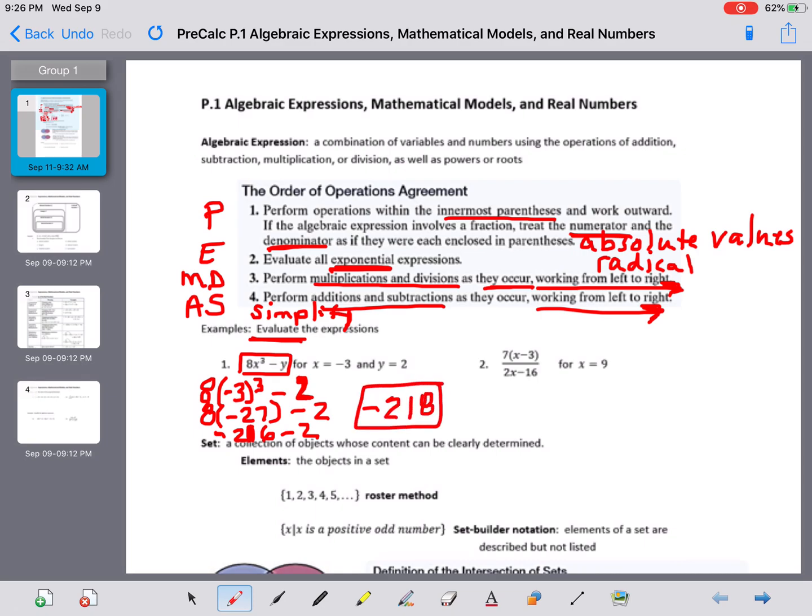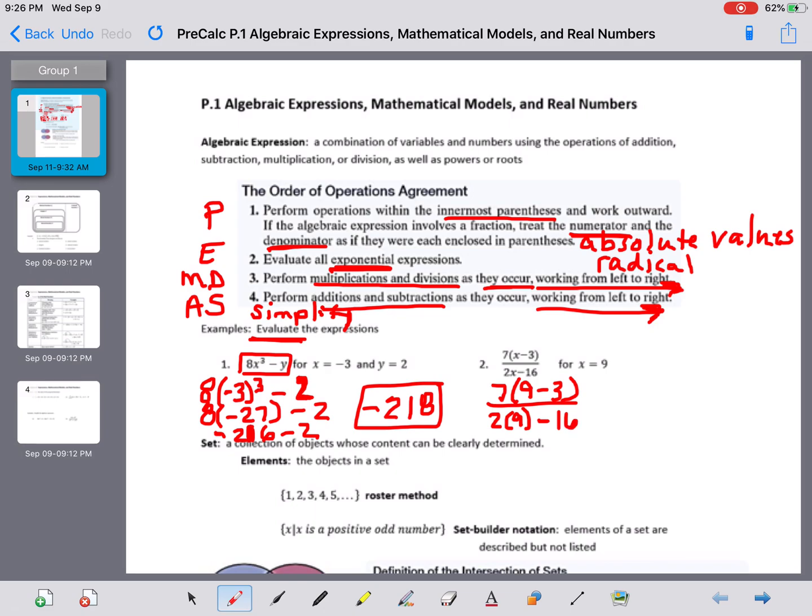Okay. So let's try number 2. I see parentheses and I see a fraction. So remember that automatically makes those invisible parentheses. So let's do a little plugging and chugging here. 7 in for x, I'm plugging in a 9 minus 3. 2 and right beside that is x, or I plug in now 9 minus 16.